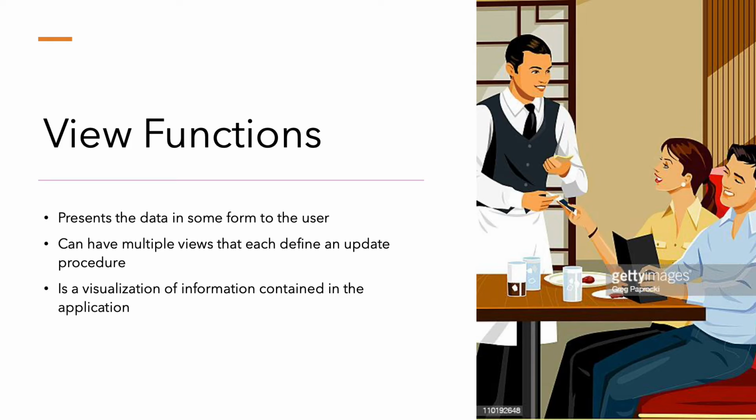The view, or user interface, presents the model's data to the user. Different views present the information of the model in different ways. There can be multiple views that each define an update procedure. Simply put, the view is a visualization of information that the application contains.